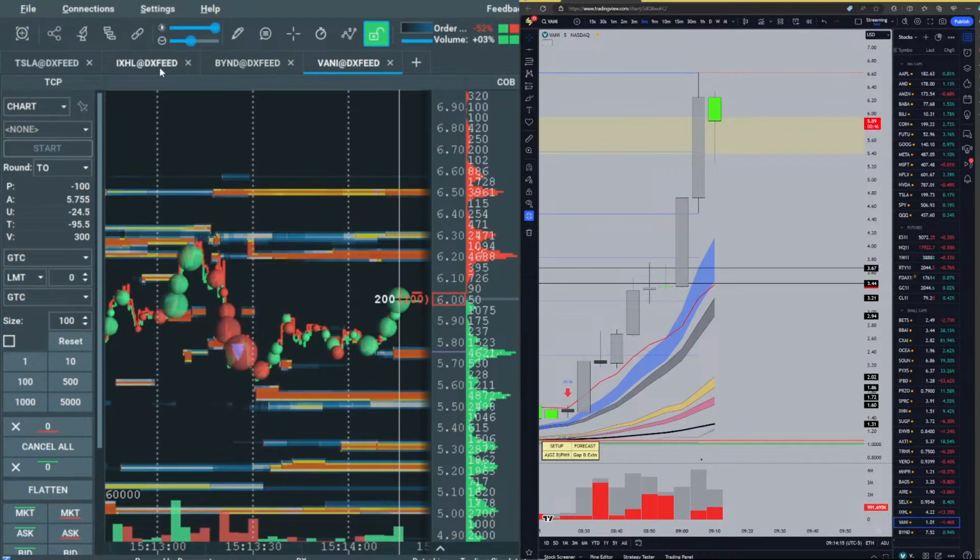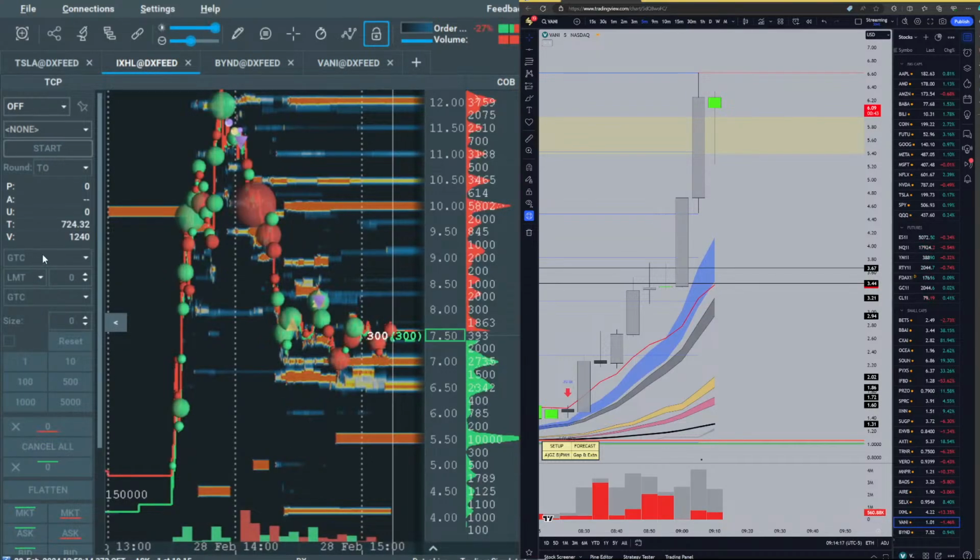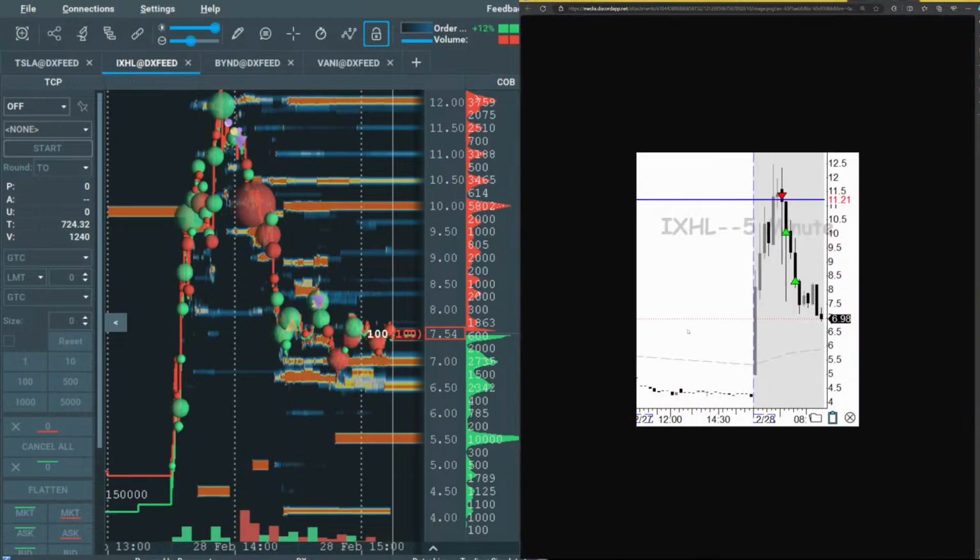And again, the reason why we're using the starter is because, for example, we had a very good day on IXSL. Okay, remember we shared this play over here on the live, and also we shared it over here in the simulator account on Bookmap.